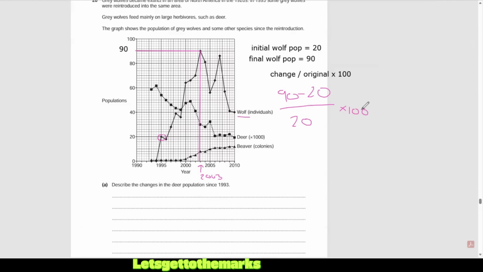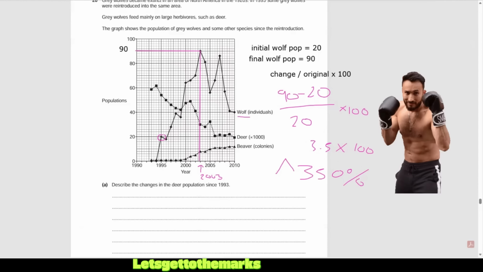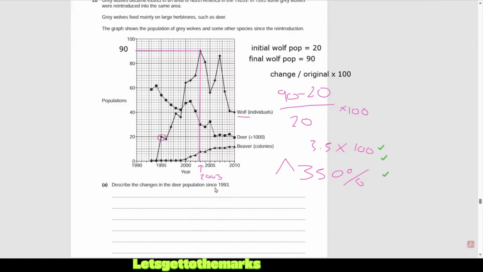So let's smack that in the old calculator. 70 divided by 20 equals 3.5, times 100. We're looking at 350%. And that is going to be an increase, not a decrease, obviously. If it was a decrease, it would have a negative in front of it. And there we go. That's going to smash all the marks. Boom.